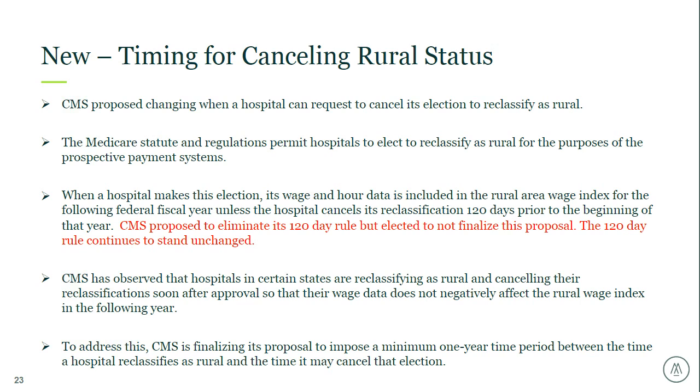But CMS has observed that hospitals in certain states are reclassifying as rural and canceling their reclassification soon after approval so that their wage data does not negatively affect the rural wage index in the following year. To address this, CMS has finalized its proposal to impose a minimum one-year time period between the time a hospital reclassifies as rural and the time it may cancel that election. These revisions are consistent with CMS's stated long-standing practice of implementing policy aimed at achieving equity for all IPPS providers.